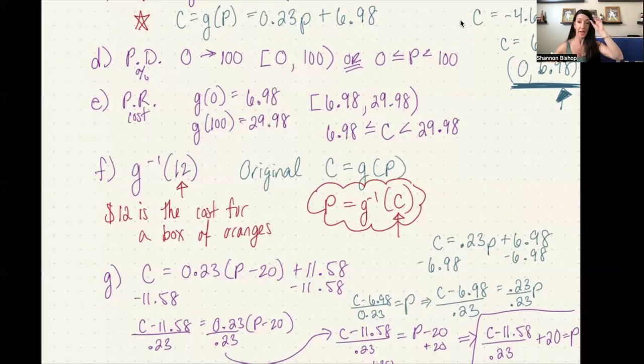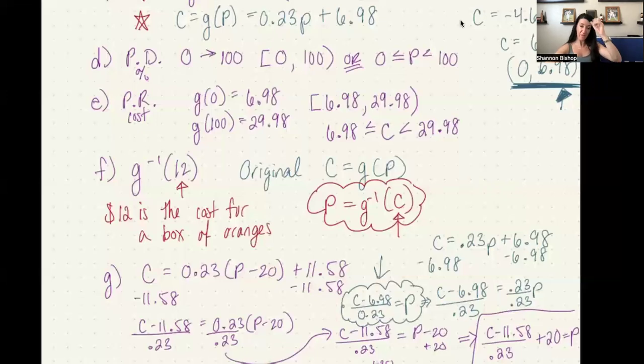Okay. And again, don't mind my unorganization of the page, but this guy right here is an alternative answer for the inverse. Same as before. P is now on the outside. Yes. C is now on the inside. Yes. Mission accomplished. Option 1, cool. Option 2, cool. They both work.